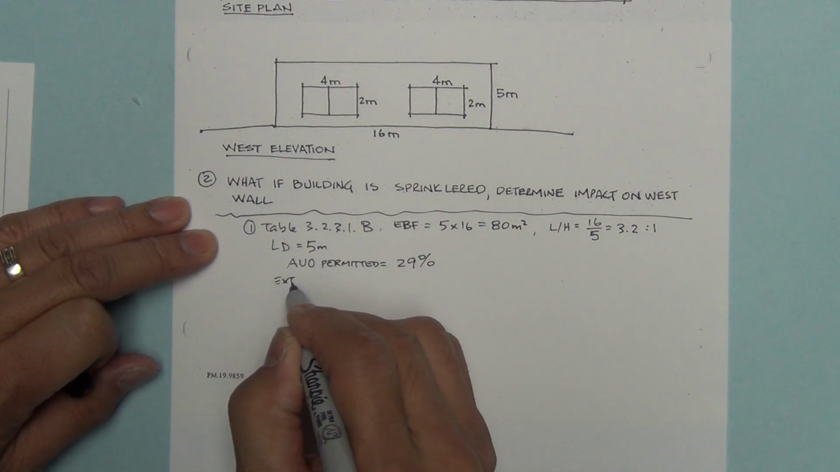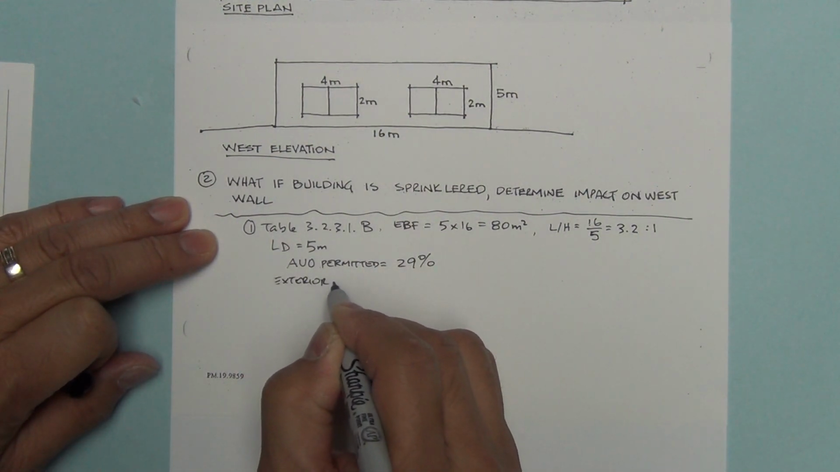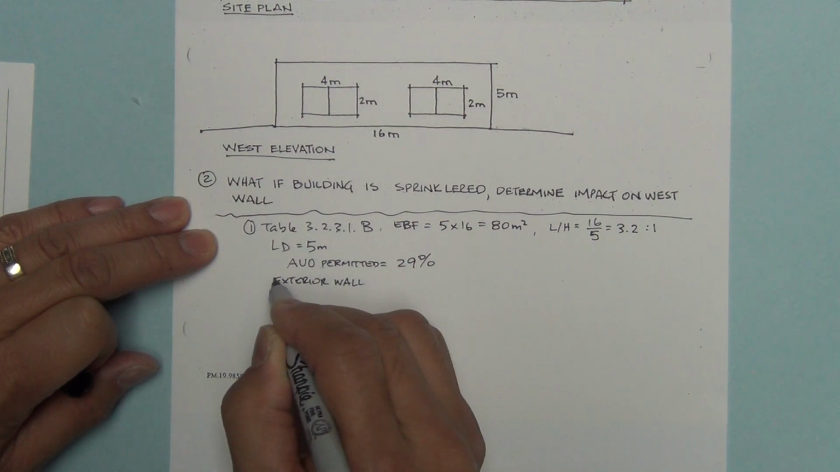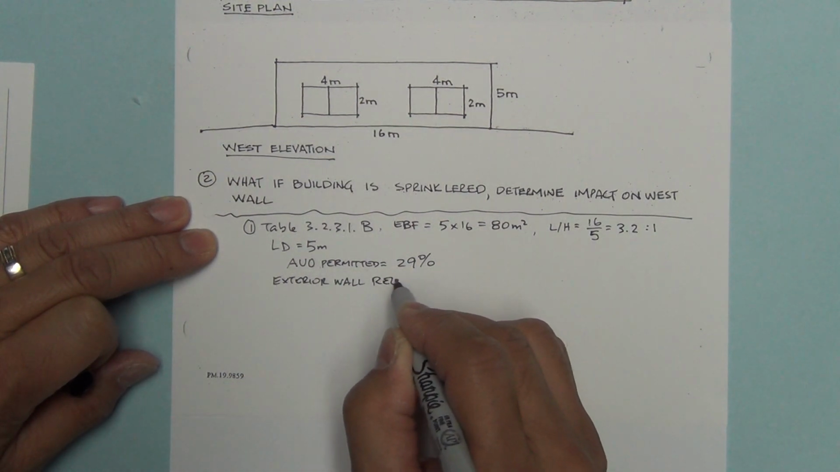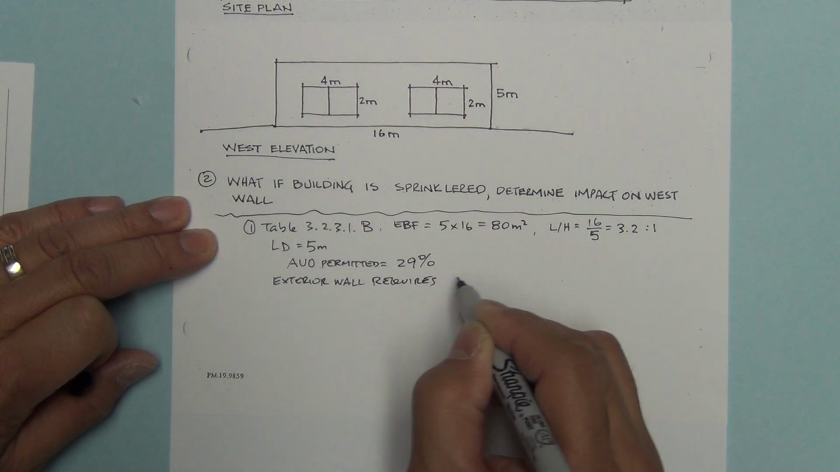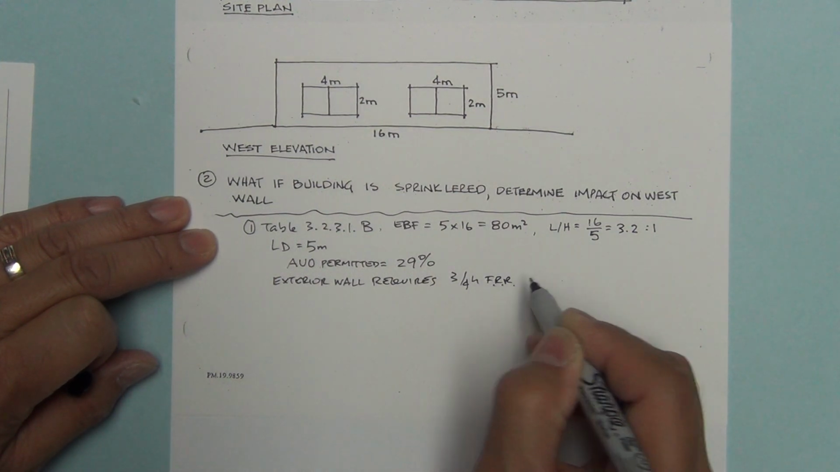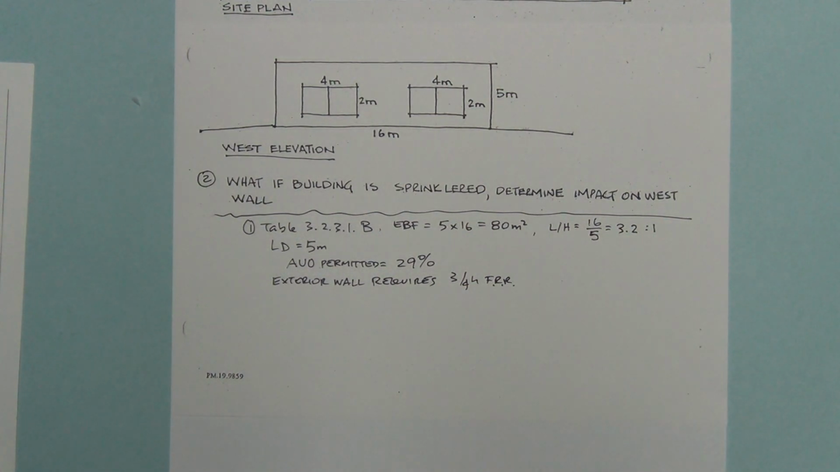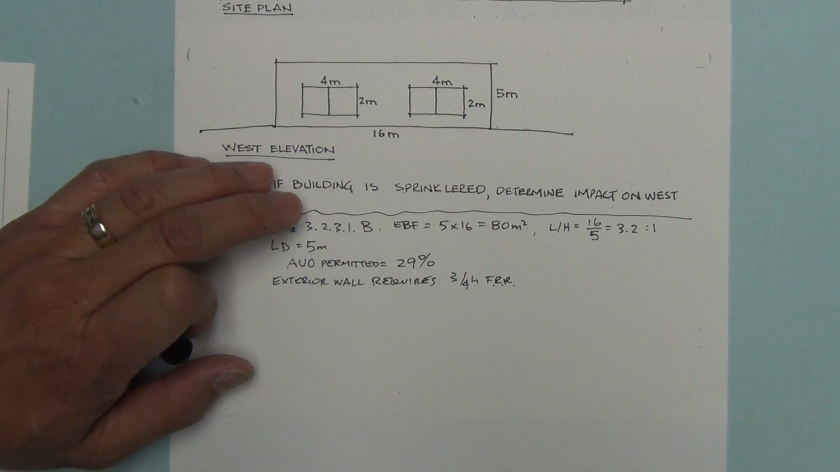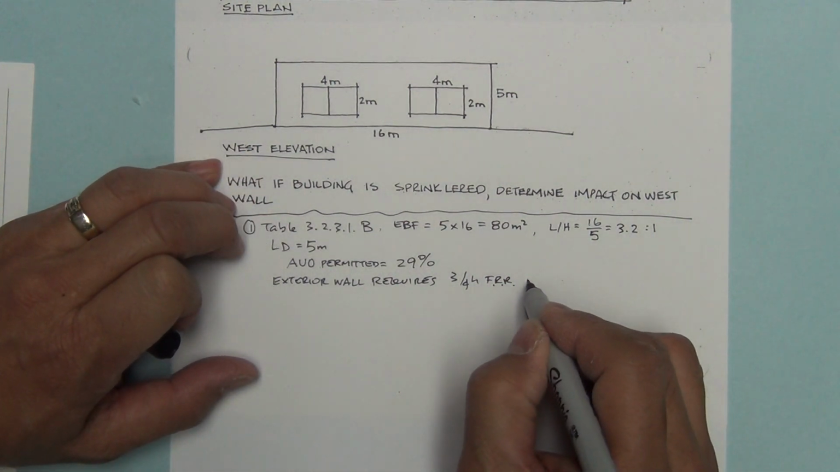So the exterior wall requires 3/4 hour fire resistance rating. The type of construction is combustible permitted, and the cladding must be non-combustible.